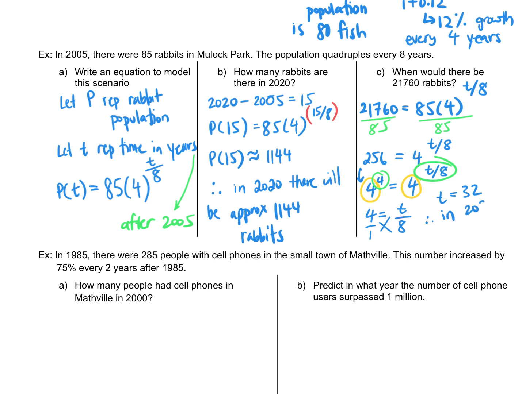In 2037, there will be 21,760 rabbits. So this is a nice full type of question because you had to do let statements, you had to create an equation. There was one question where you replaced time with a certain number, and the other where you replaced population with a certain number, and that caused you to actually solve an exponential equation.